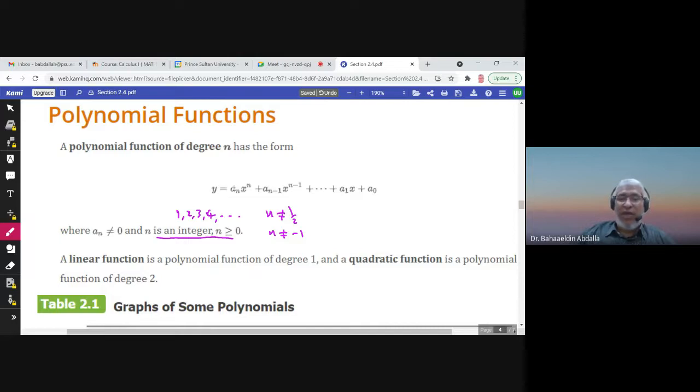While these numbers, a_n, a_(n minus 1), these numbers are the coefficients, and they could be any real number. So for example, y equals square root of 2 times x to the power 4 minus pi times x to the power 3 plus square root of 5, okay? This is a polynomial. Why is it a polynomial? Because we have power 3 and power 4, so positive integers. But these coefficients, square root of 2, pi, square root of 5, it's no problem. They could be any real numbers. They could be fractions, they could be roots, pi, e, whatever.